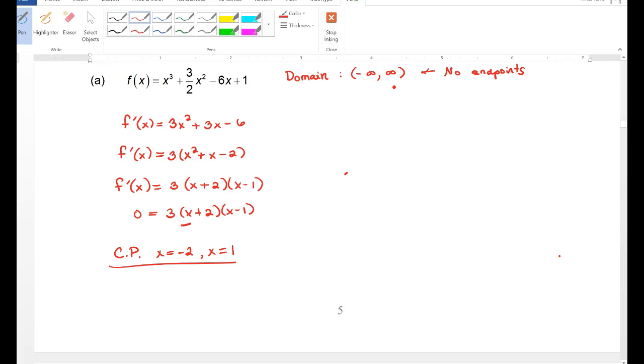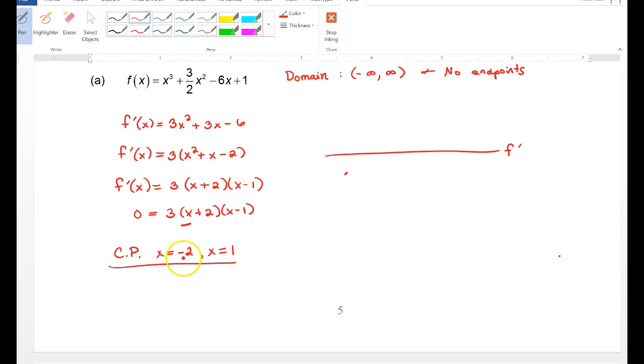Step 3, create a number line for f prime of x. So leave, I don't know, say like an inch, at least an inch of space, and then we're going to create a number line. Make sure you label it f prime. This is really important because later on we're going to do the second derivative, and I want to make sure that we keep all of our number lines straight.